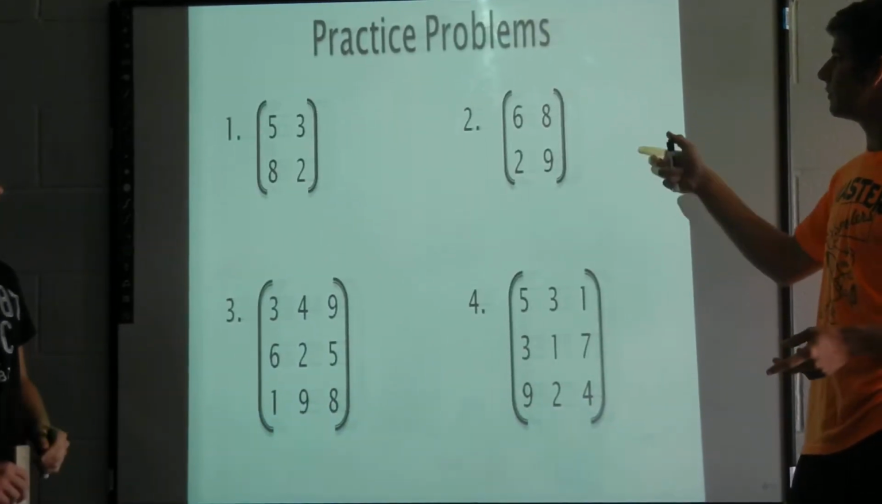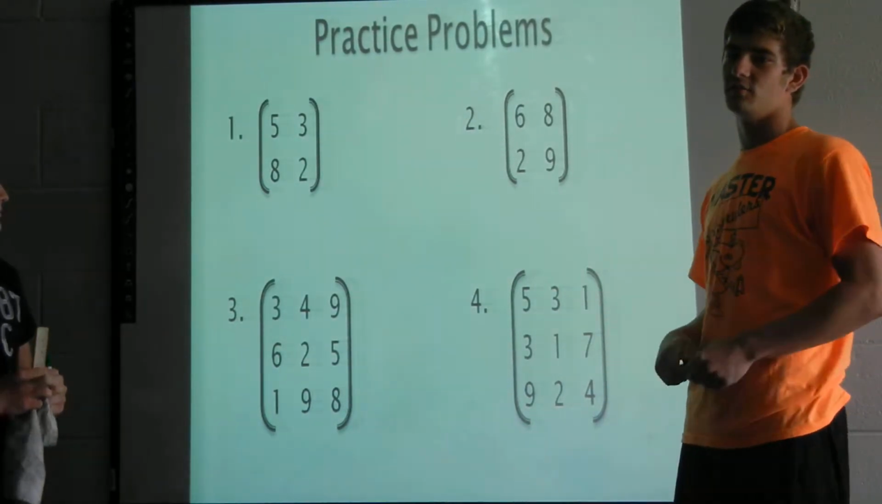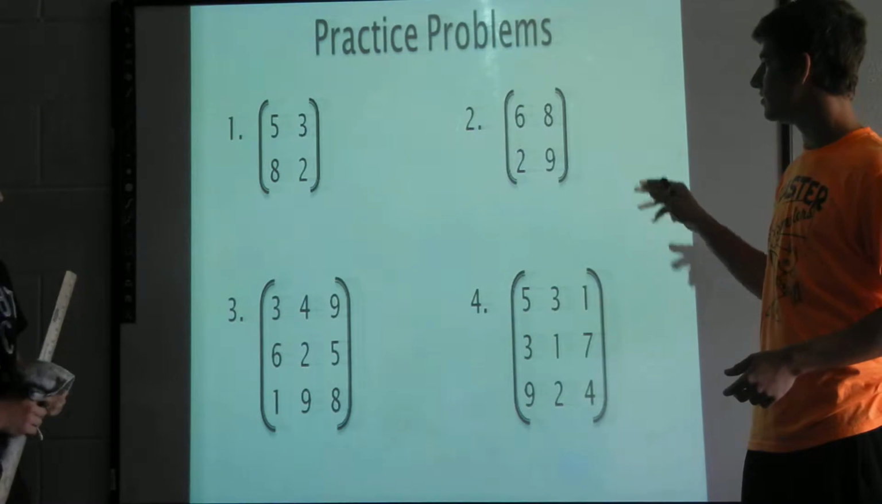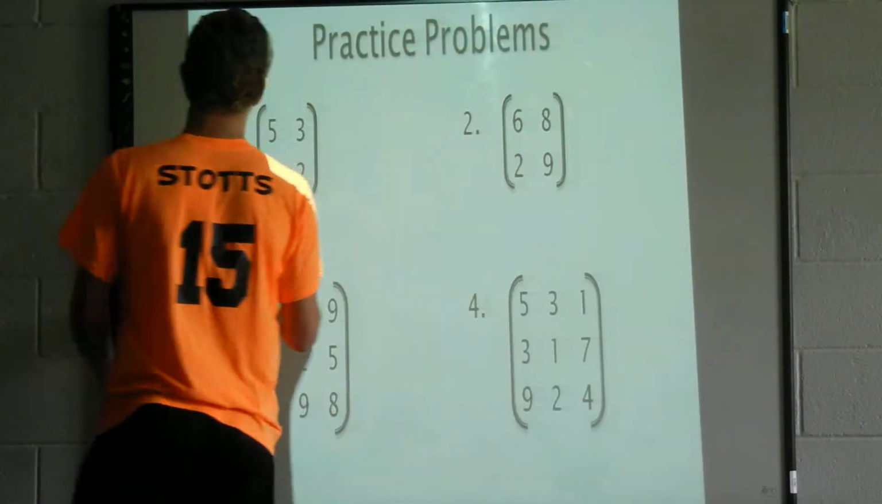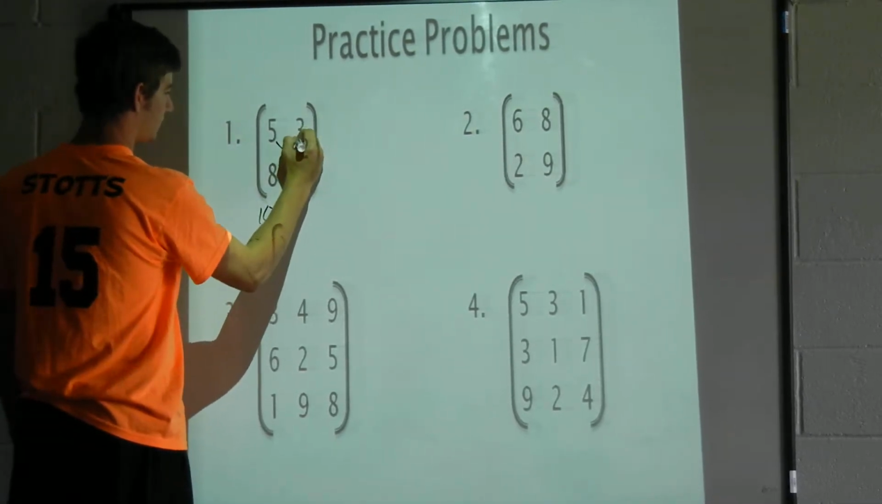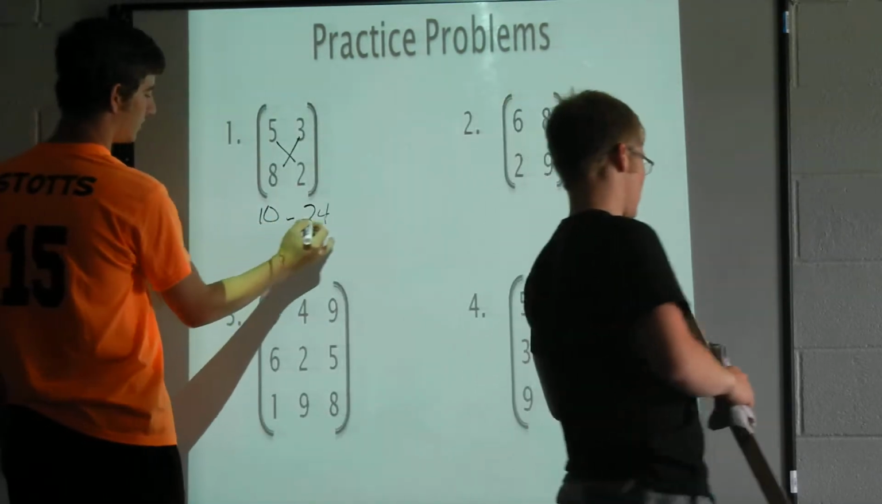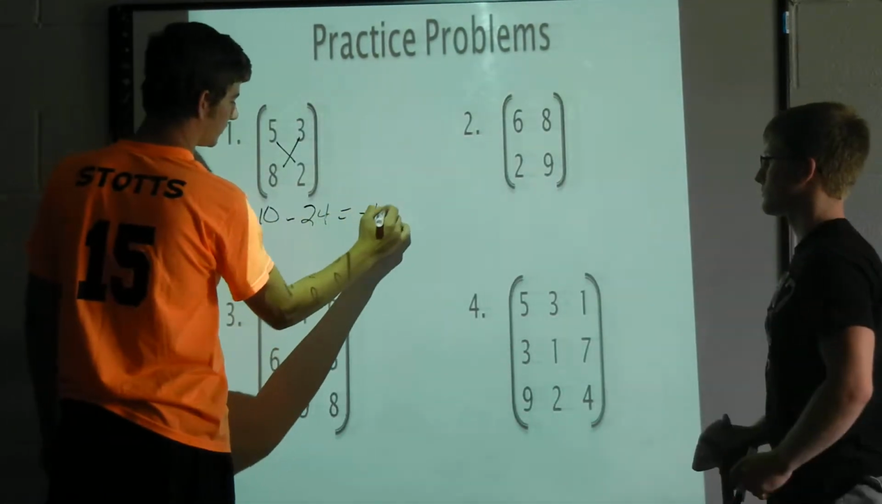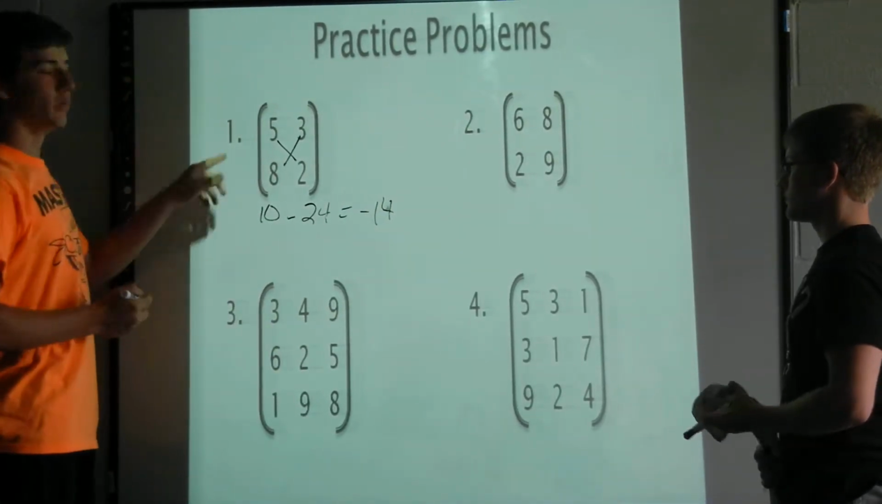And here's some practice problems for you guys to do. If you need any practice, or you see something you can do in your off time to work on this, you can do this. Let's do number 1 together real fast. You have 5 times 2, and that's going to be 10. And then you have 3 times 8, and that's going to be 24. So you're going to take 10 minus 24 and get -14 for that one. And that'll be your determinant for number 1.